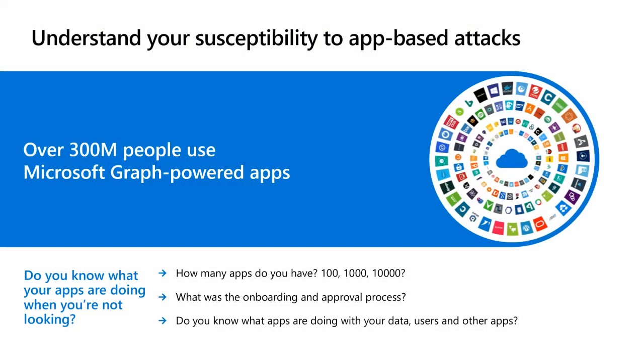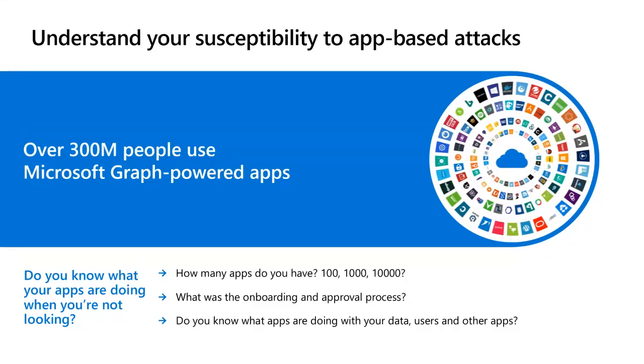So as you are probably already experiencing, we've been seeing that customers have accelerated their cloud adoptions, meaning that they're accumulating more cloud apps to take advantage of all the capabilities that these apps offer. But with this proliferation of apps comes risks, of course. Kind of leads us to the question of, do you know what your apps are doing when you're not looking?